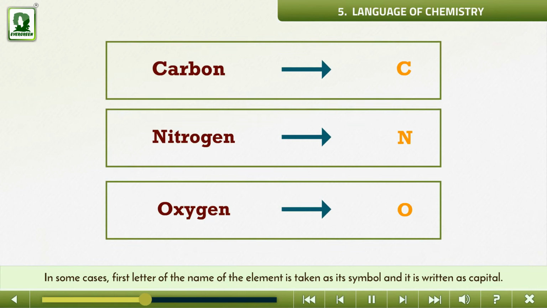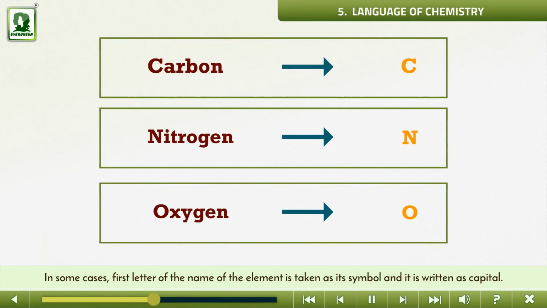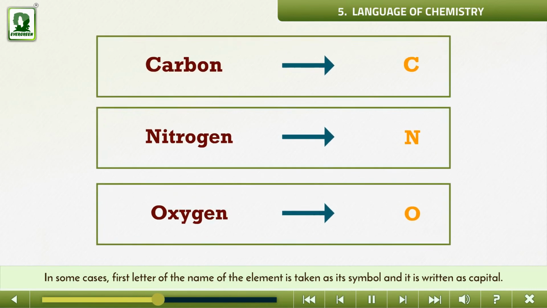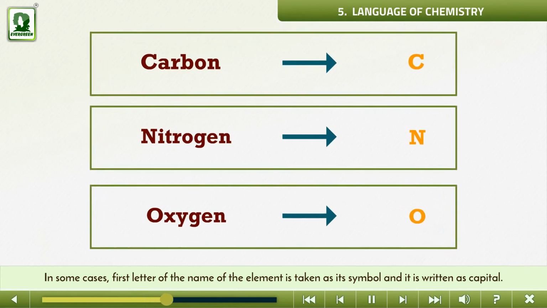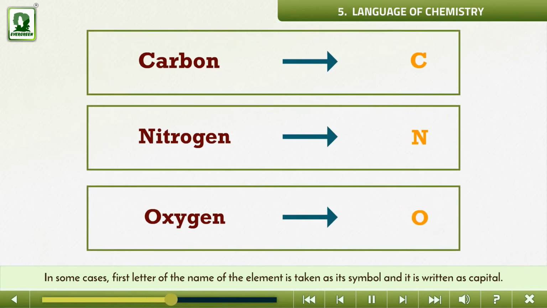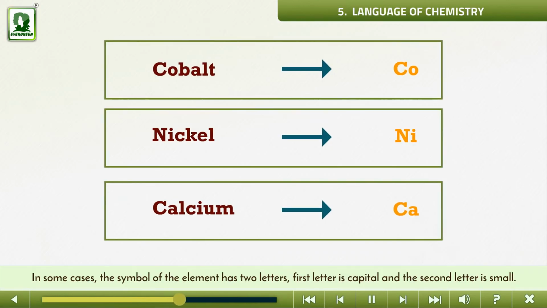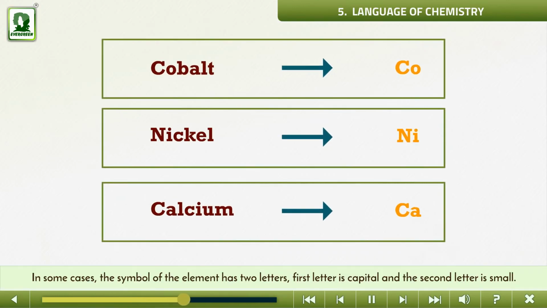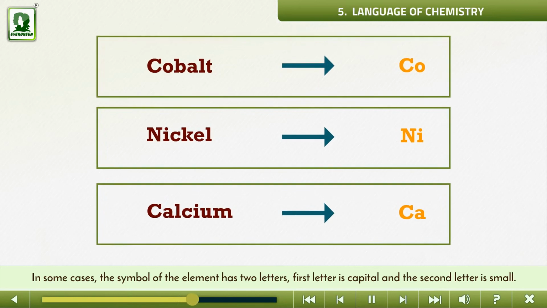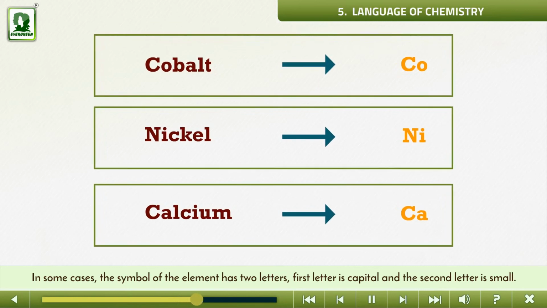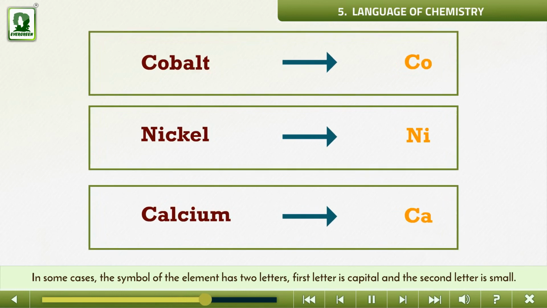In some cases, the first letter of the name of the element is taken as its symbol, and it is written as a capital. For example, carbon, C; nitrogen, N; oxygen, O. In some cases, the symbol of the element has two letters. The first letter is capital and the second letter is small. For example, cobalt, Co; nickel, Ni; calcium, Ca.